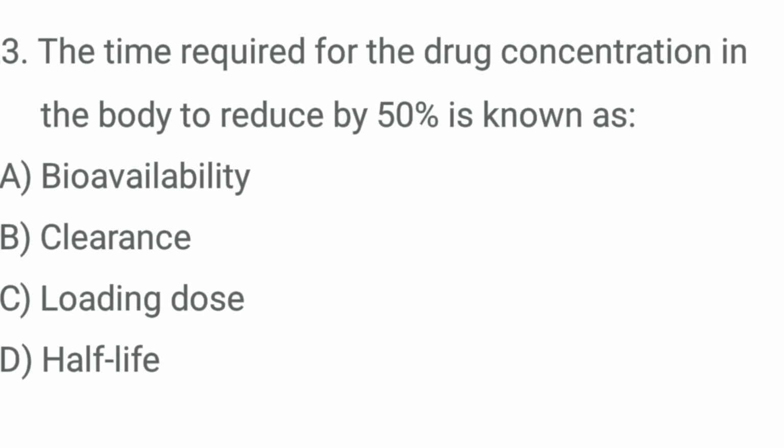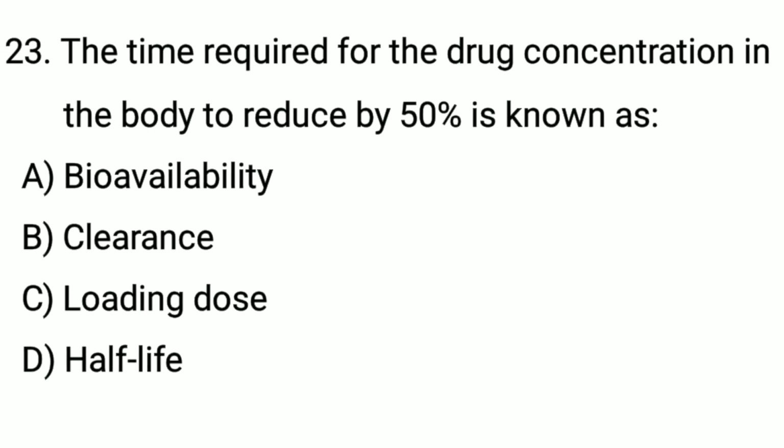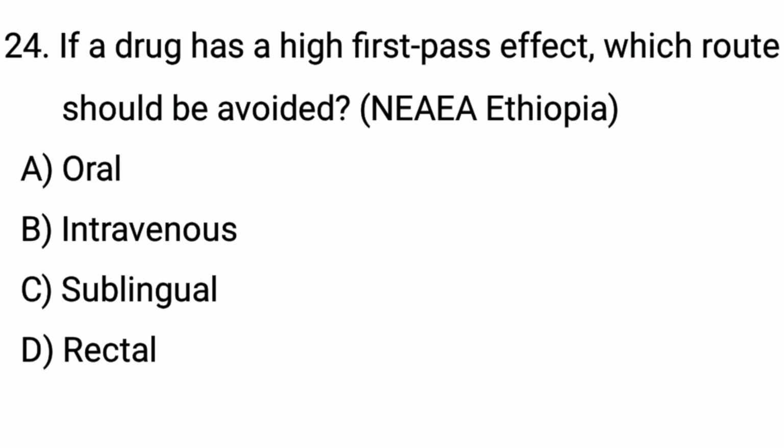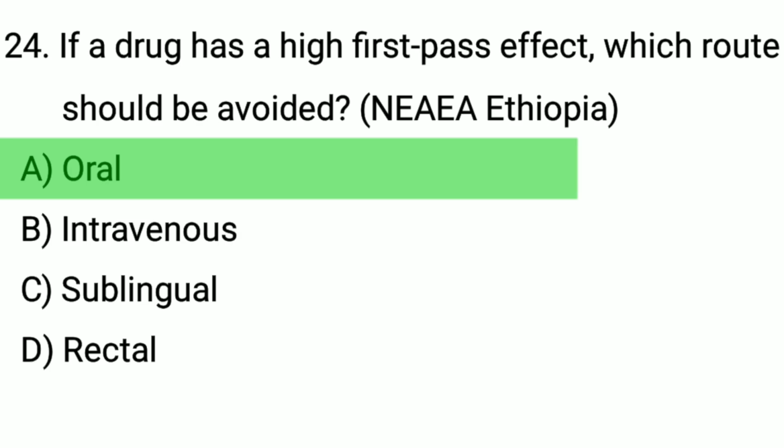Question number 23. The time required for the drug concentration in the body to reduce by 50% is known as. The right option is option D, half-life. Question number 24. If a drug has a high first pass effect, which route should be avoided? The right option is option A, oral.